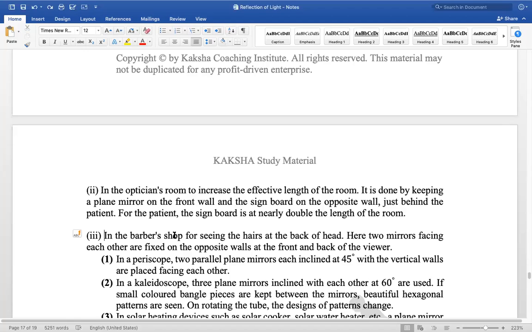Now, in the barber shop, for seeing the hairs at the back of the head, two mirrors facing each other are fixed on the opposite walls at the front and back of the viewer.